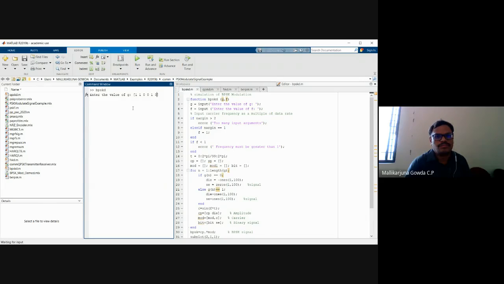How many bits? 8 bits, let me enter the data. 1, then 0. So this is my input binary sequence. Then I'm mentioning what the carrier frequency should be. Let me say it is 2. So it will be executing and displaying the waveform of BPSK.